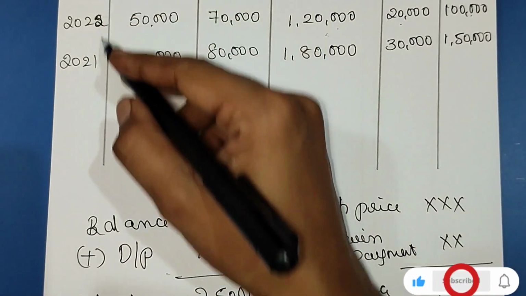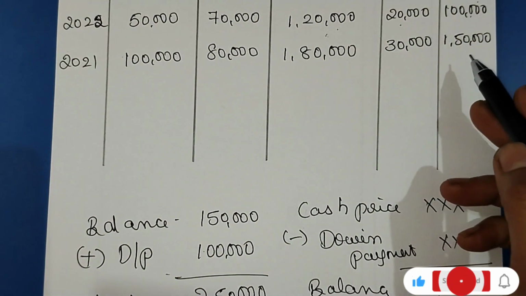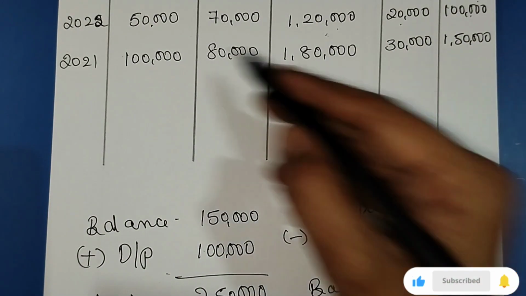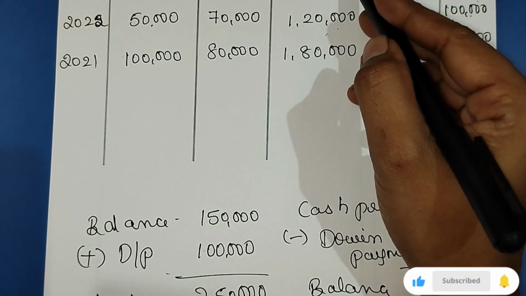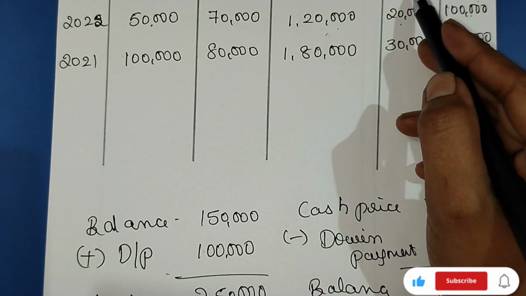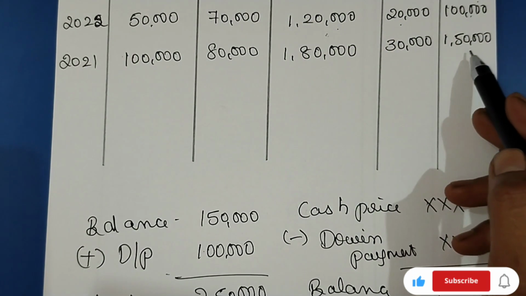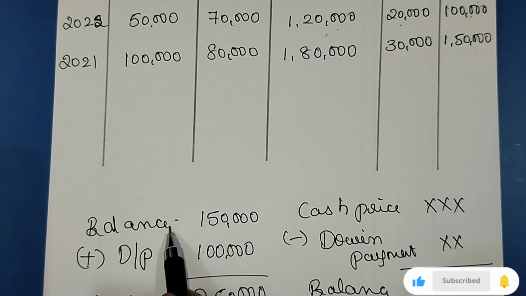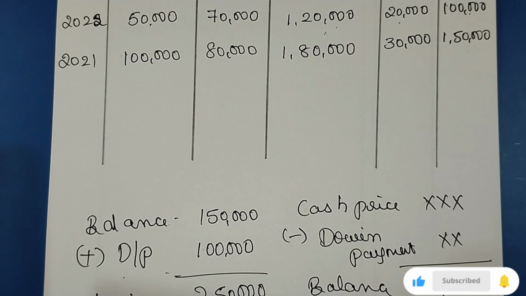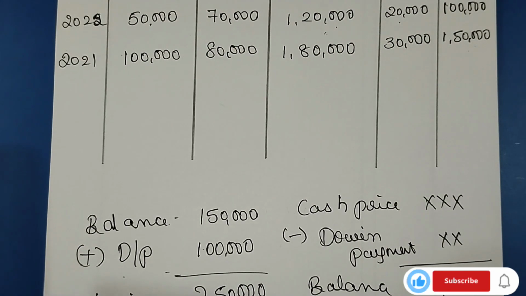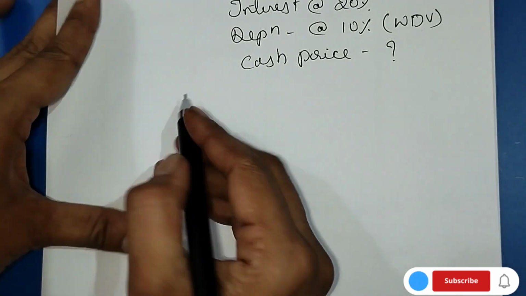Here we have taken the reverse order because we don't know the cash price. To find the balance in the beginning of the year, we recorded in reverse order. From the amount due before payment, we deducted the interest and got the principal amount. To the balance in the beginning of the year, we added the down payment, and then we got the cash price. Now we have the cash price.